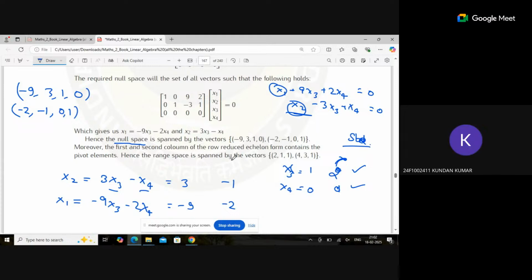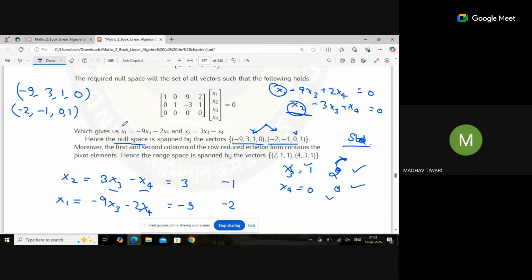Sir, you have said it is in ordered way only, no? Ordered means we have to find out only a set. It doesn't matter whether firstly you are giving this one or this one, because we are going to get a set. In a set the order doesn't matter. We can write this vector first or this vector first. The answer will not be unique.